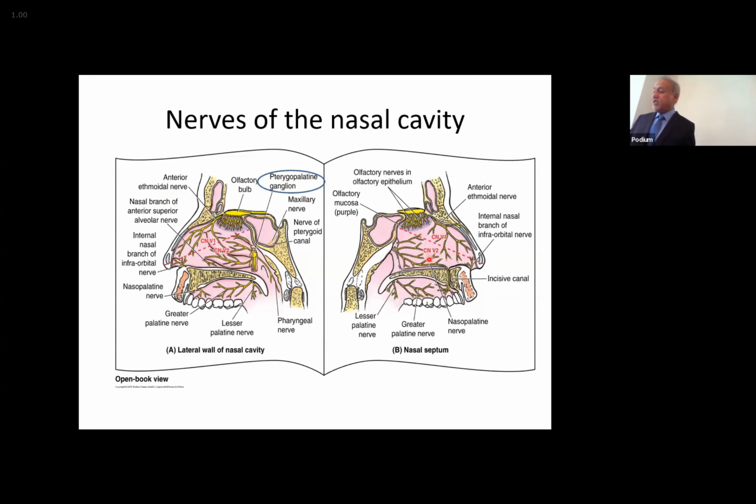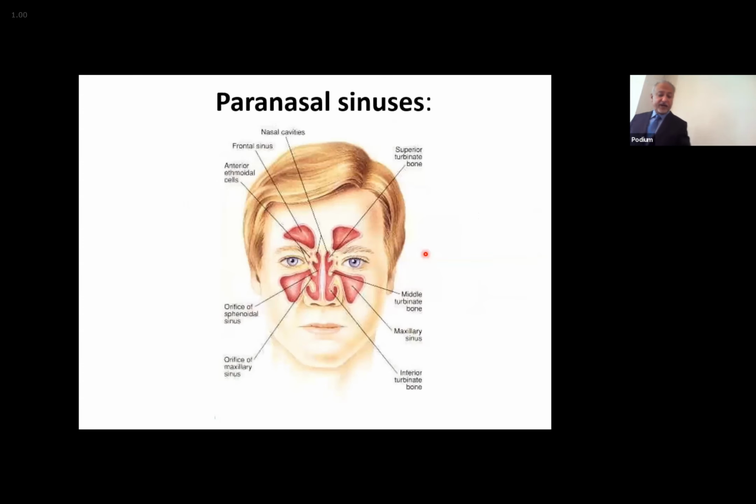Okay, same is true for the septum. So we have V1 and V2, the ophthalmic and maxillary divisions of the trigeminal. Now the paranasal sinuses. We talked about the nasal cavity, which is sitting on either side of the septum, and into this nasal cavity open the different paranasal sinuses.